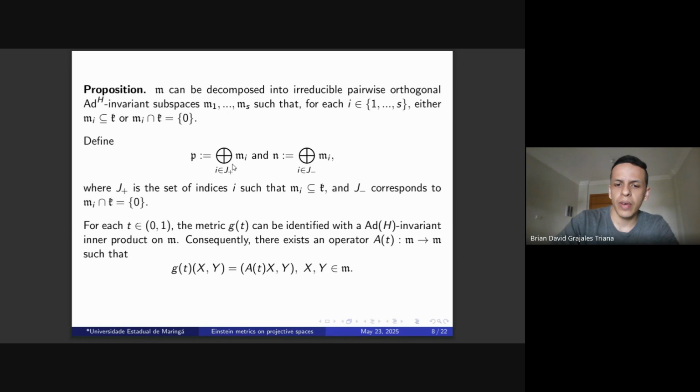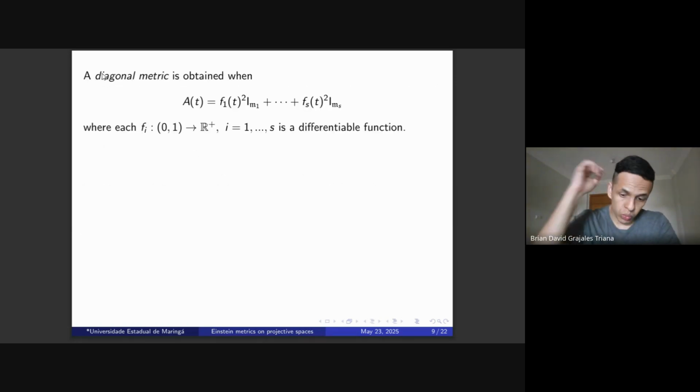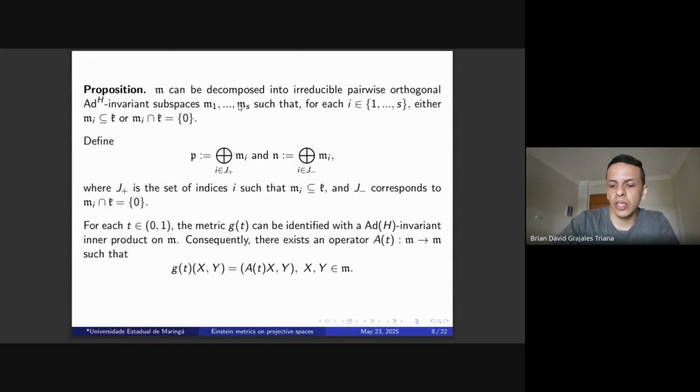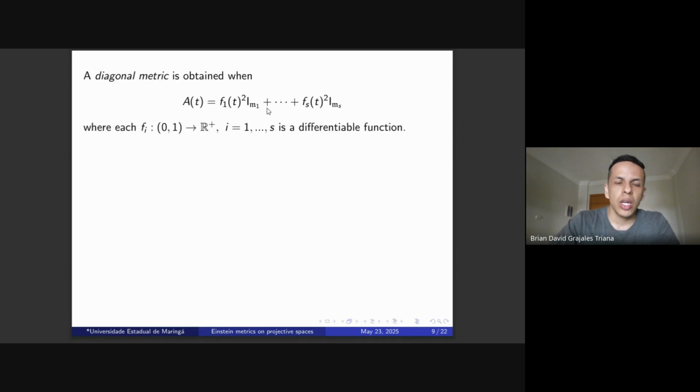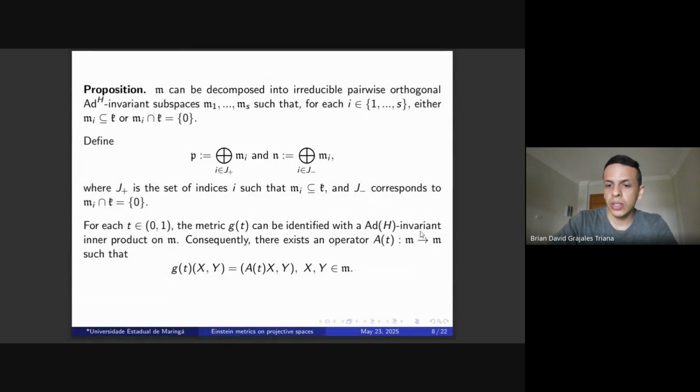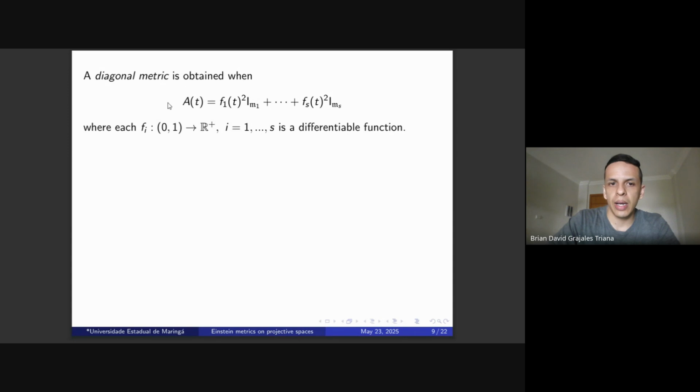And we know how to describe this in terms of the irreducible subspaces of M. So, for example, if all the submodules are inequivalent as representations of H, we know that all these operators are diagonal, have this form, and are determined by S parameters, where S is the number of irreducible subspaces. So since we have a family and the metric is smooth, that implies that these functions over here are going to be differentiable, or smooth.